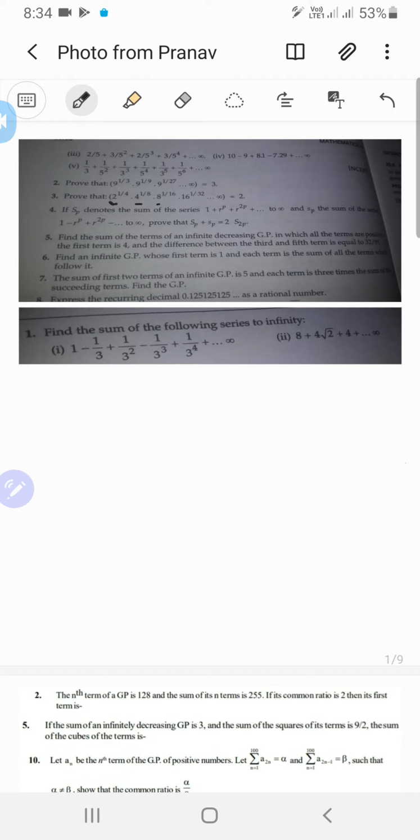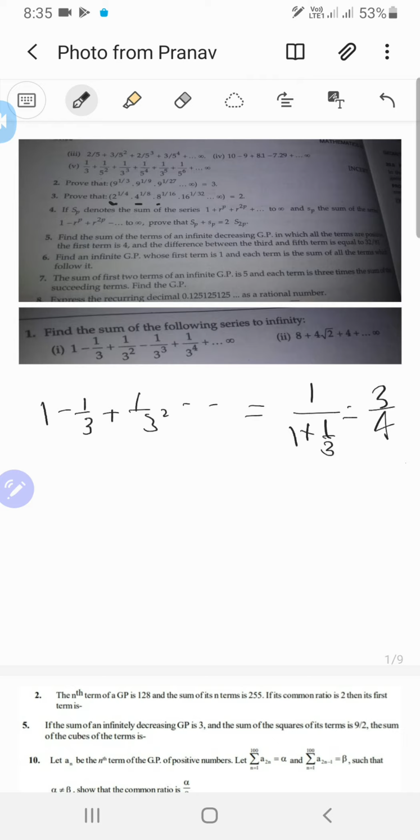The next question is find the sum of the following series to infinity. So you have 1 minus 1 by 3 plus 1 by 3 squared minus 1 by 3 cubed. Okay, so you can see that the pattern is something like this. You have 1, and then you multiply by minus 1/3, so you get minus 1 by 3. Once again multiply by minus 1/3, so you get plus 1 by 3 squared, and it keeps on going like that. So this is supposed to be equal to 1 upon 1 minus of minus, which is just plus 1 upon 3, which is 3 upon 4. Yeah, easy. To the next question, 8 plus 4 root 2 plus 4.